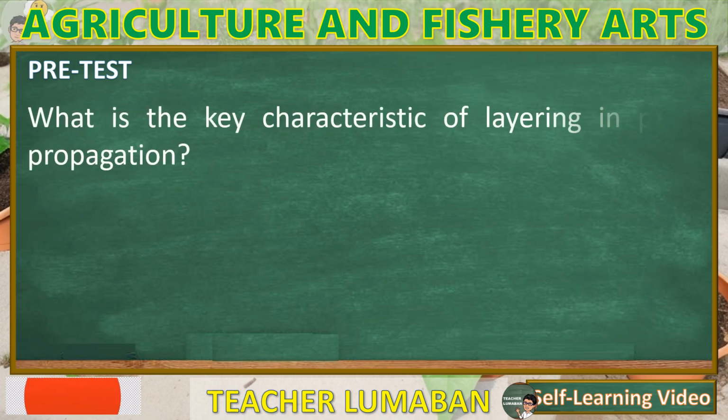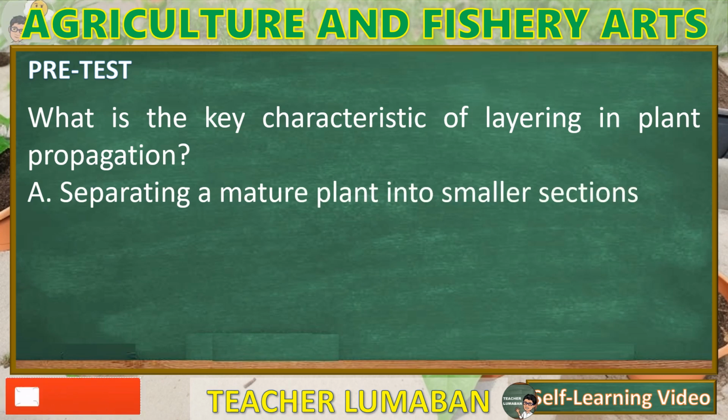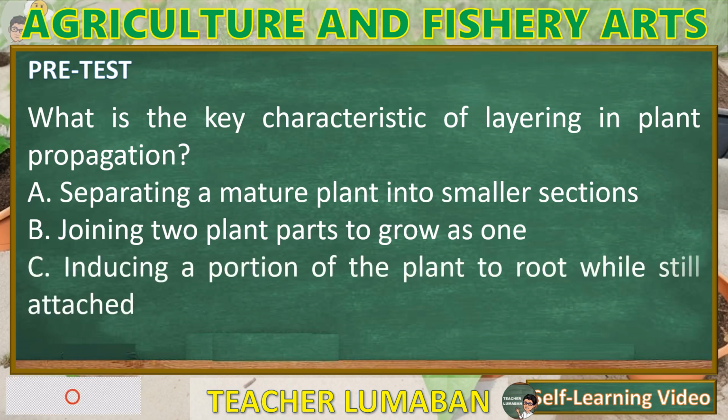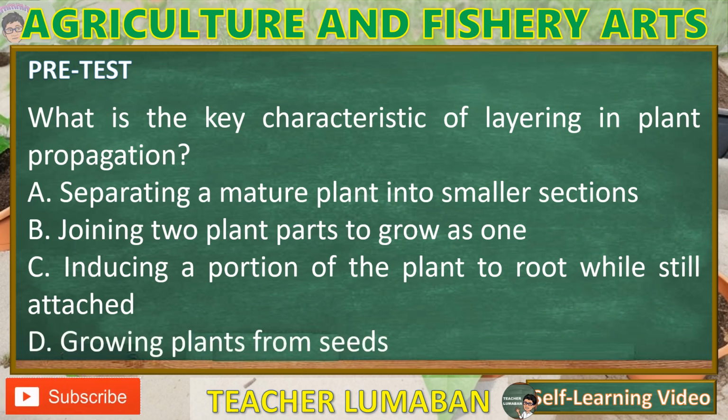What is the key characteristic of layering in plant propagation? A. Separating a mature plant into smaller sections. B. Joining two plant parts to grow as one. C. Inducing a portion of the plant to root while still attached. D. Growing plants from seeds.